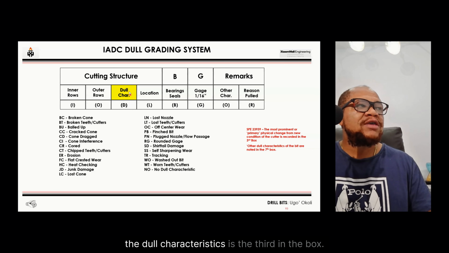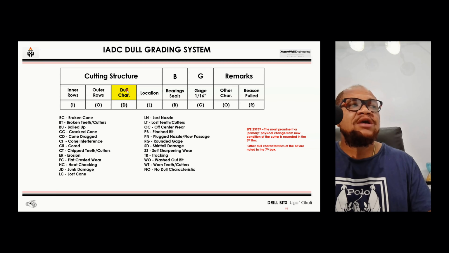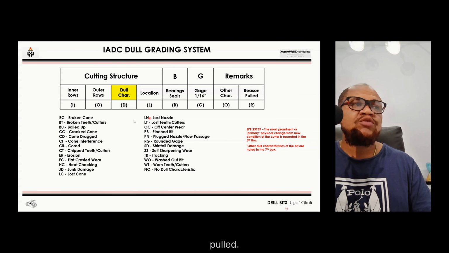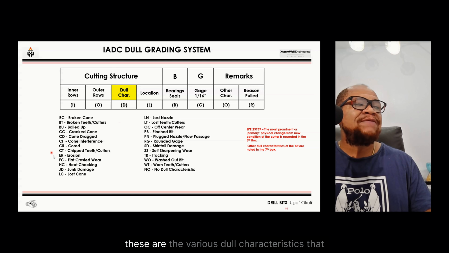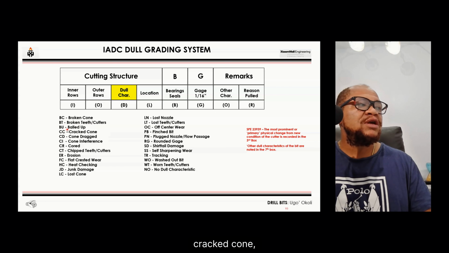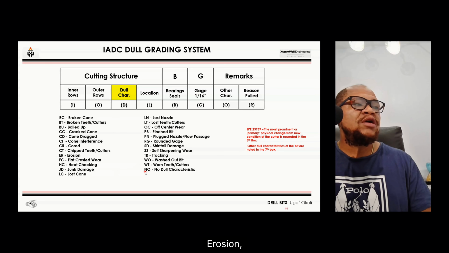So the dull characteristics is the third box when you look at how bits are graded. You have your inner rows, your outer rows, the dull characteristics, the location where that dull happened, the bearing, what happened to the bearing and seals, the gauge, other characteristics, and the reason why it was pulled. Looking down here, these are the various dull characteristics that can happen, from broken cone to broken teeth, balled up, cracked cone, erosion, no dull characteristics.